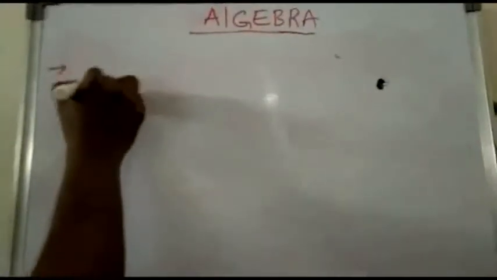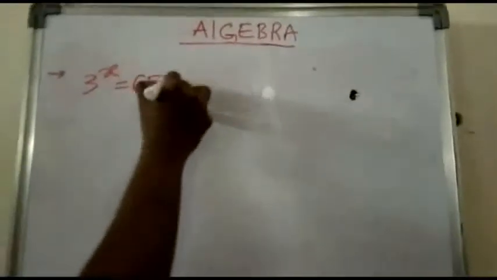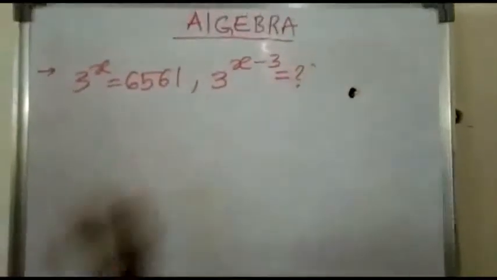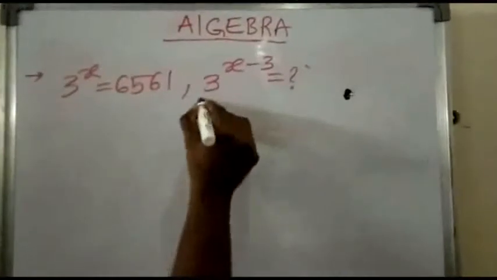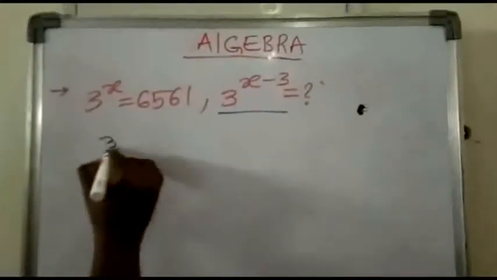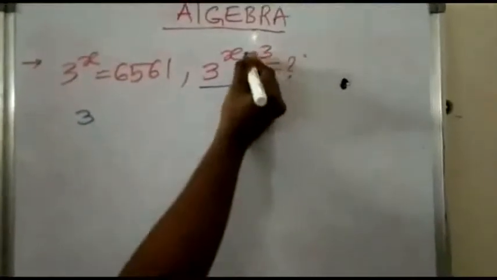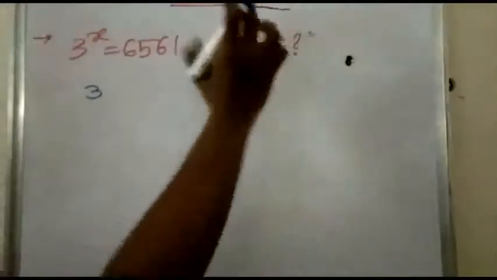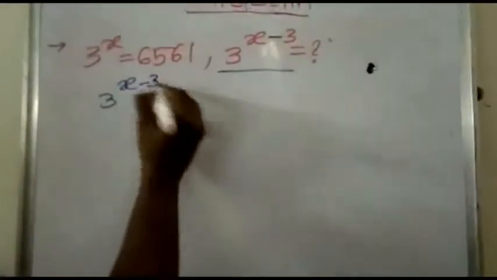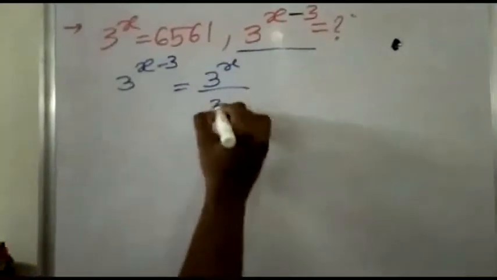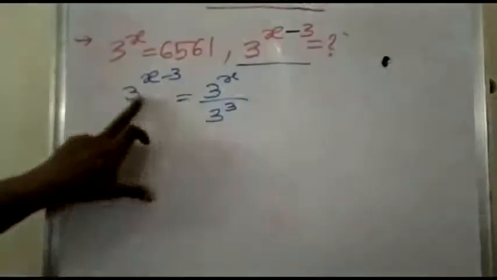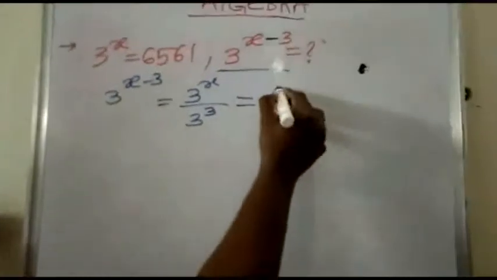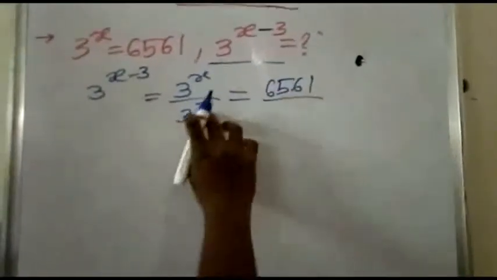The question given is 3 power x is equal to 6 by 6 1. Then what is 3 power x minus 3? How to solve this? 3 power x minus 3 means what? Powers are subtracting, so 3 power x minus 3 will be 3 power x by 3 power 3. 3 power x by 3 power 3 is nothing but 3 power x minus 3. So what is 3 power x? 6 by 6 1 by 3 power 3 means what?